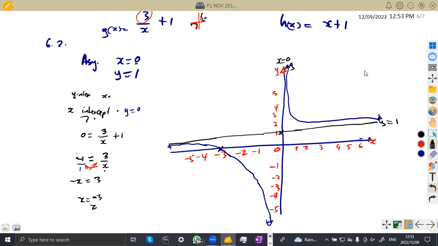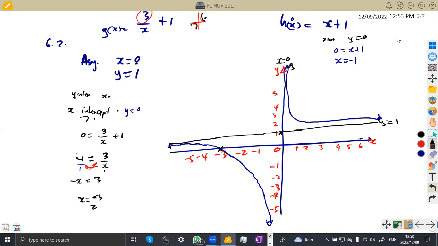All right, then let's focus on h. h(x) is equal to x plus 1. So we can just find the x-intercept where y is equal to 0. So when y is equal to 0 here, we are going to have 0 is equal to x plus 1. That's x is equal to -1. So x will be equal to -1.